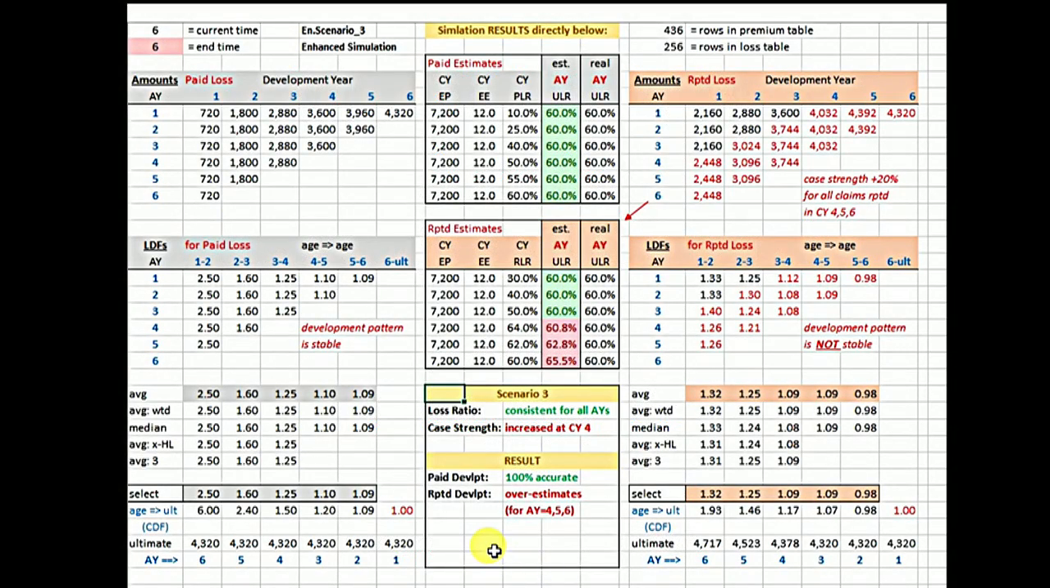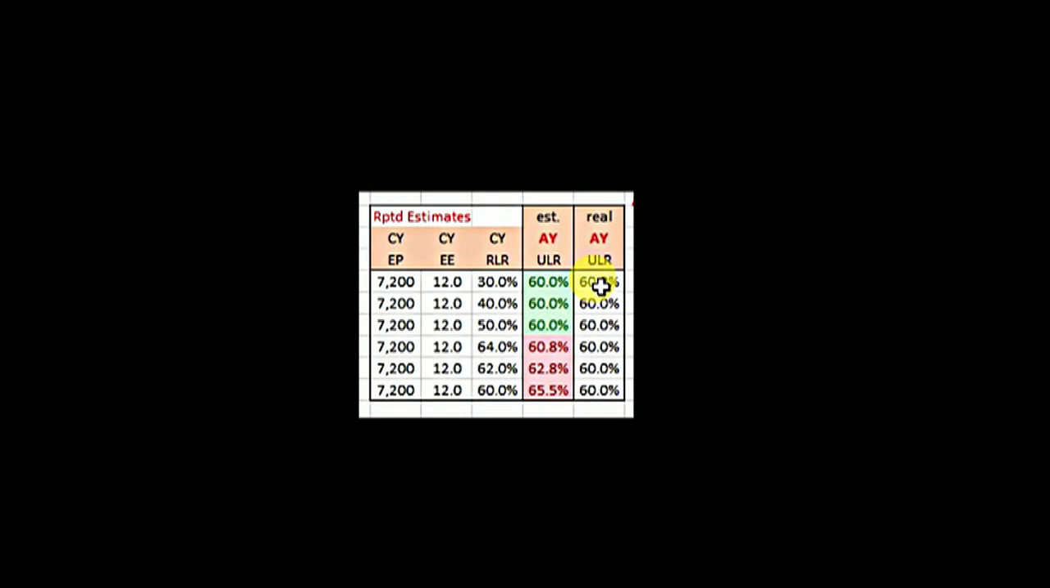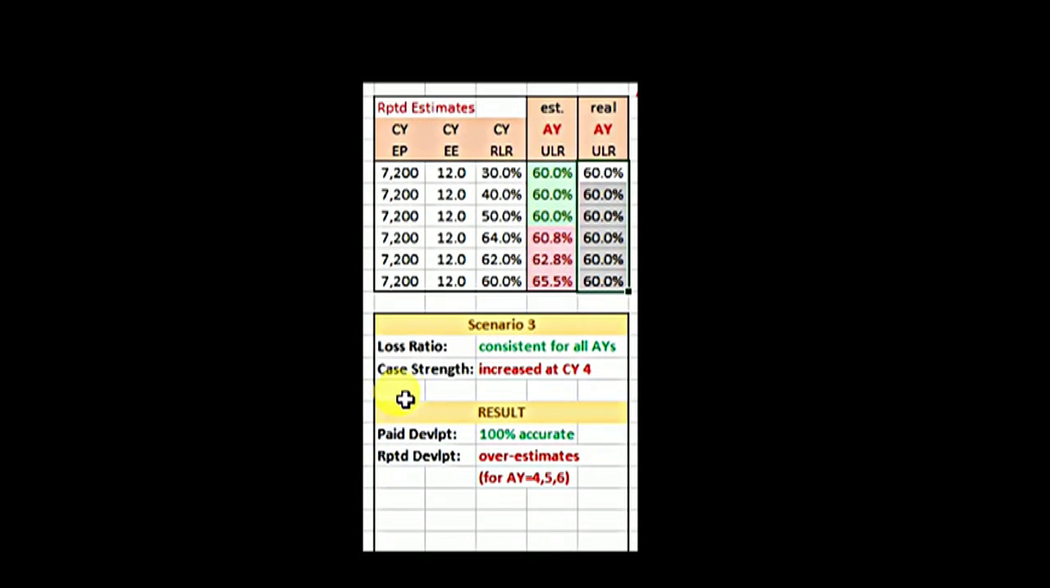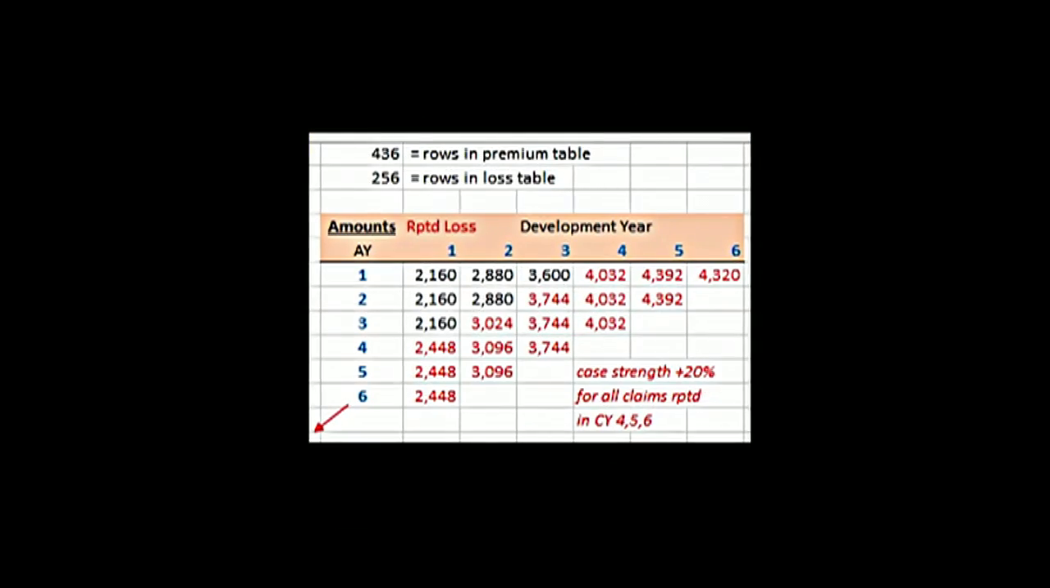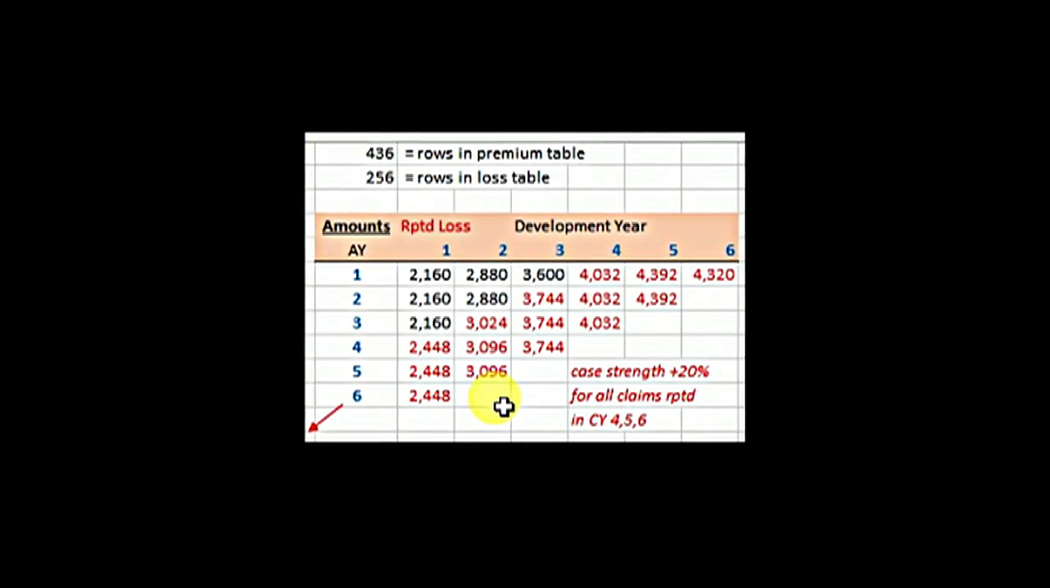In scenario 3, we're going to set all the accident year loss ratios back to 60%. And you can see from the summary table that all of the real accident year ratios are now 60%. The parameter we're going to change is the strength of the case outstanding, or in other words, the strength of the case reserves. So let's take a look at the reported loss triangle.